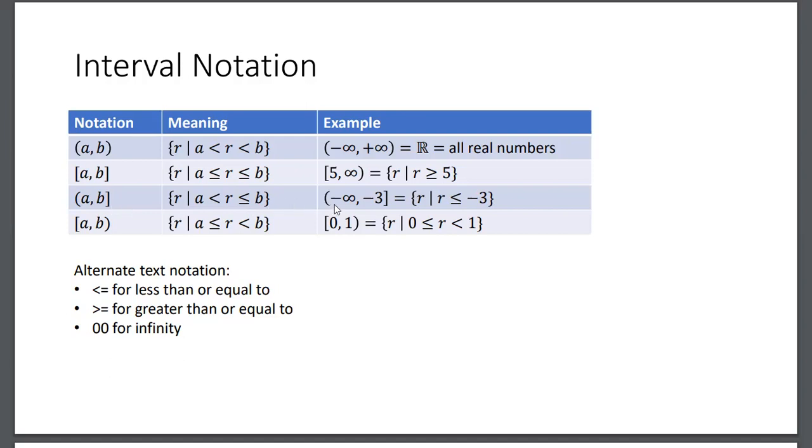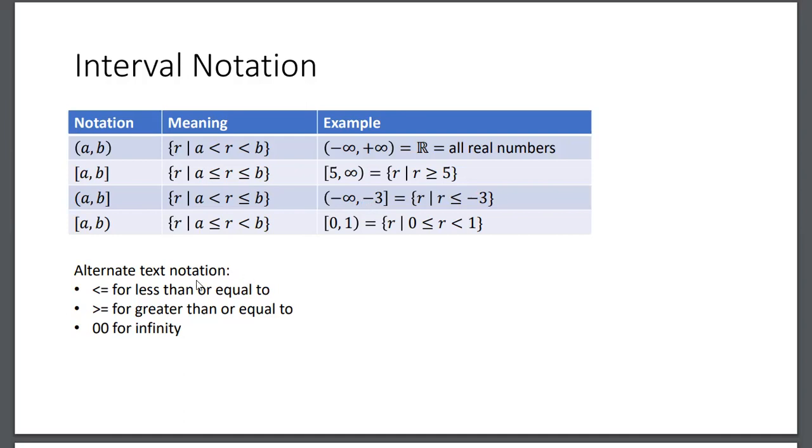An example of an interval that's open and closed is this one, -infinity to -3. Anytime you have infinity as an endpoint of an interval, you always use a parenthesis because you cannot include infinity, it's unbounded. And the meaning of this, third row here, is the real numbers that are less than or equal to -3. That's the example.